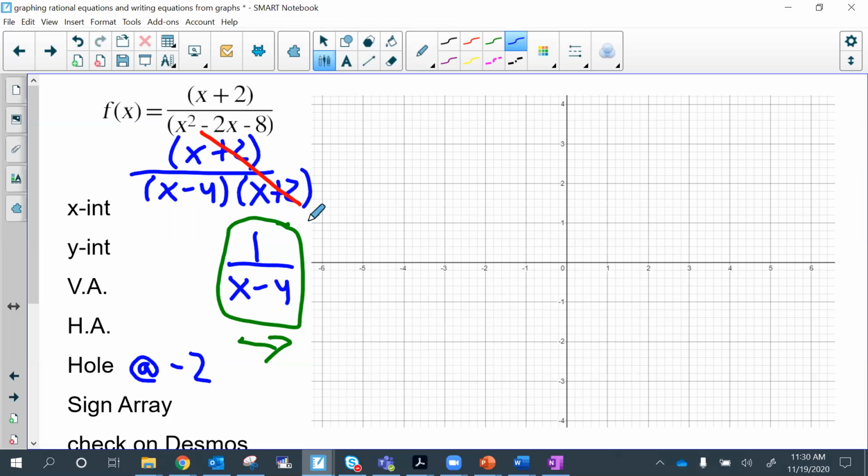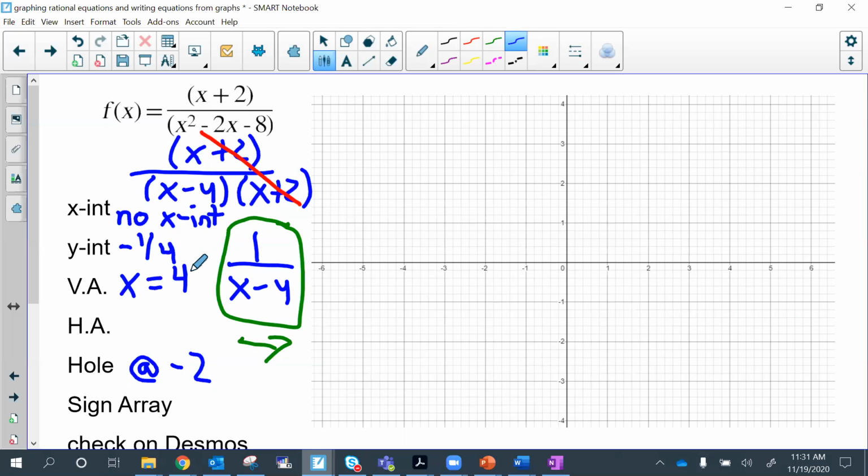There is no x-intercept. Good job, thank you. So there's no x-intercept. When I plug in 0, I can cover up the x, and I'm left with 1 over -4, so -1/4. Great. As far as the vertical asymptote, that's what makes the denominator 0, which is 4. So that's our excluded value. So we'll put a vertical asymptote at x equals 4.